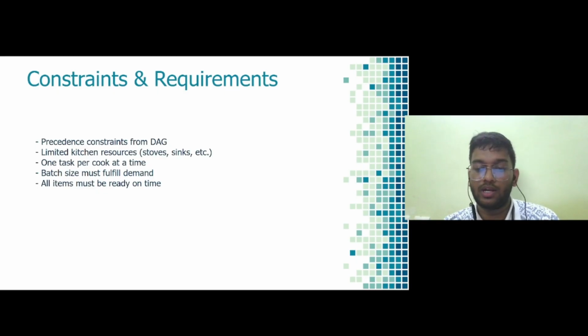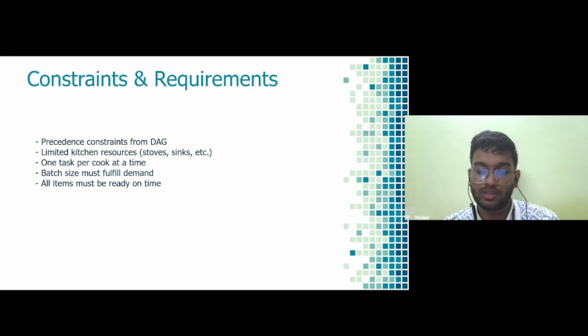Let's break down the constraints we had to handle. First, we use directed acyclic graphs, or DAGs, to model the task dependencies. That means each task must be scheduled after its prerequisites are completed, just like a cooking recipe in steps. Then there are resource constraints. A stove can't be used by two people at the same time. The same goes for mixers, ovens, or even sinks. Each cook must only be assigned one task at any point in time.